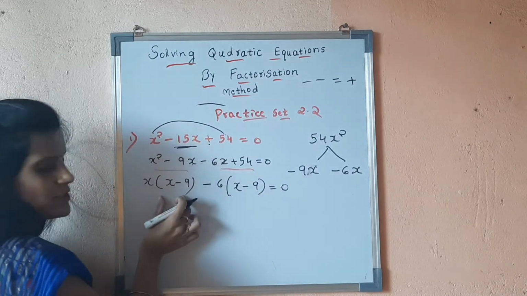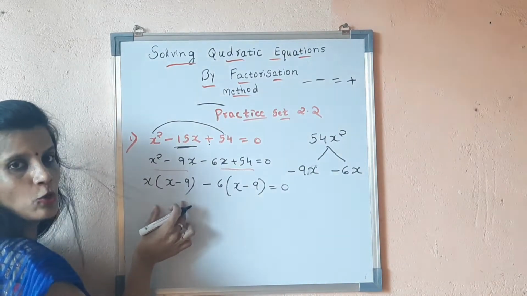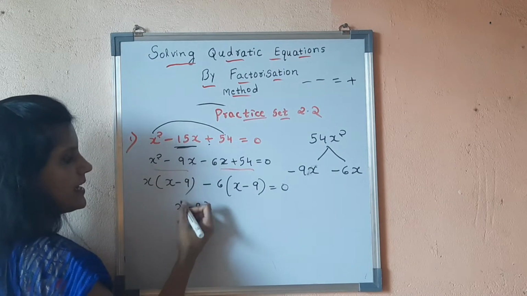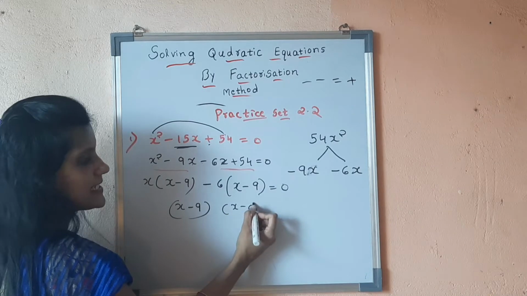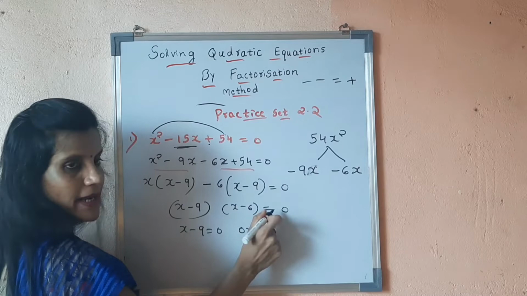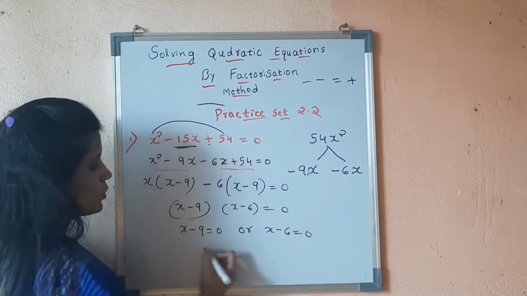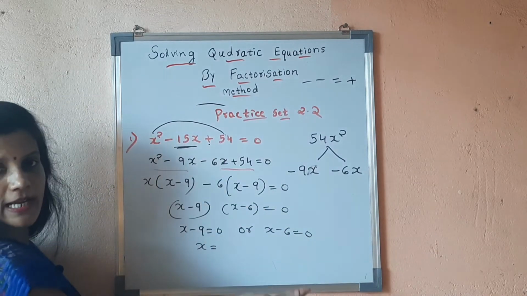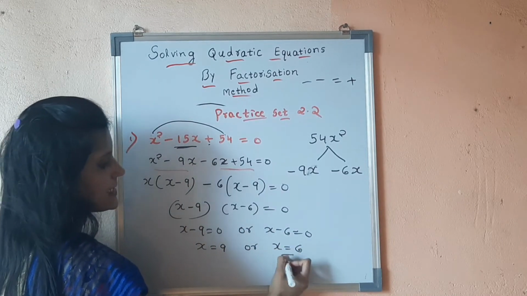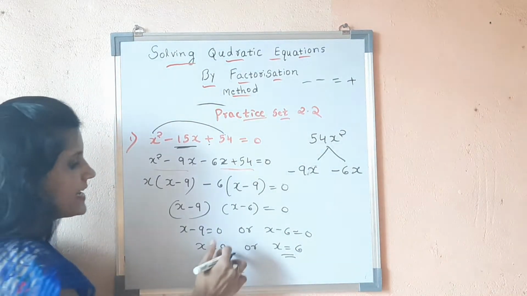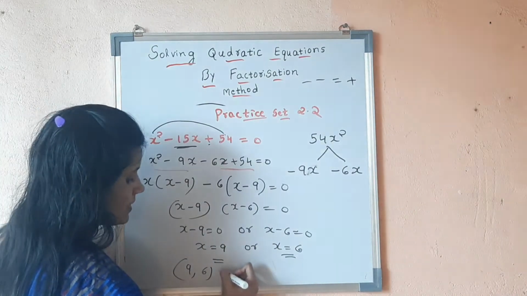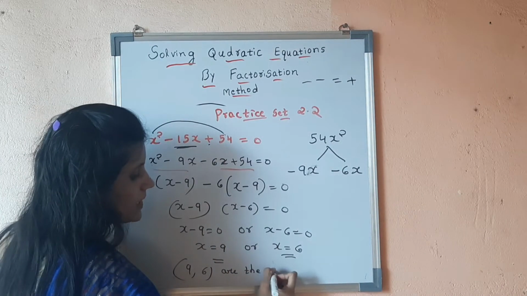If you match, now we got the same thing inside the bracket as I already told. So what will happen? This both together will take one thing common, x minus 9. Here it is x minus 6 is equal to 0. X minus 9 is equal to 0 or x minus 6 is equal to 0. You will get x is equal to 9, it will go right hand side, it will become positive. Here x is equal to 6. So what are the solutions? 9 and 6 are the solutions or roots of the given equation.